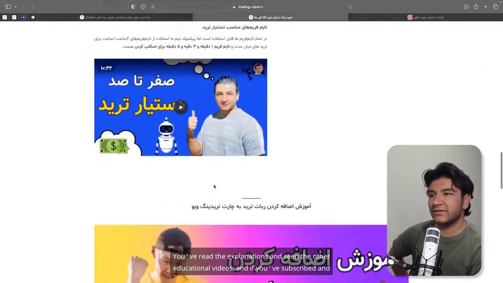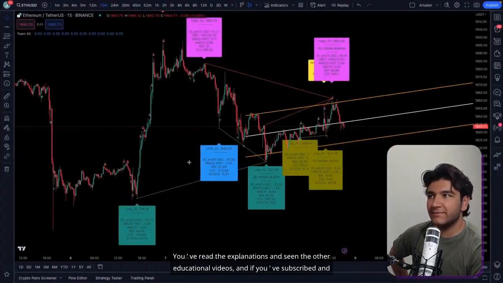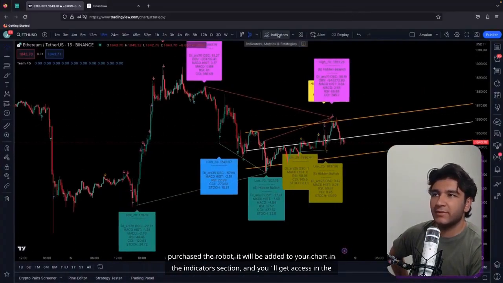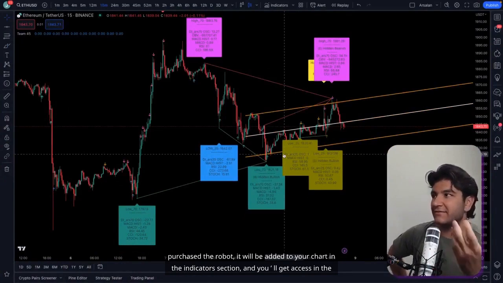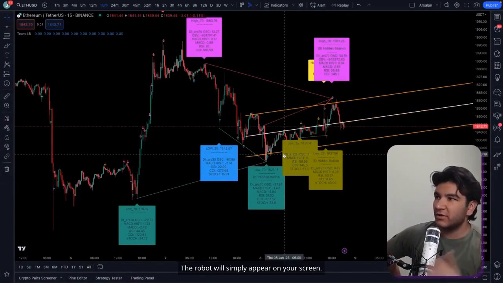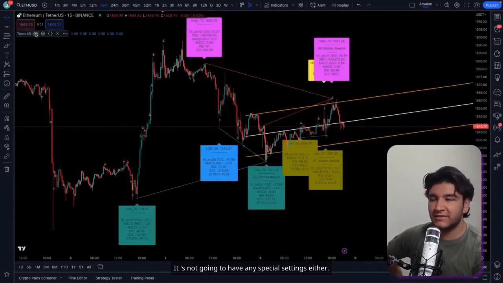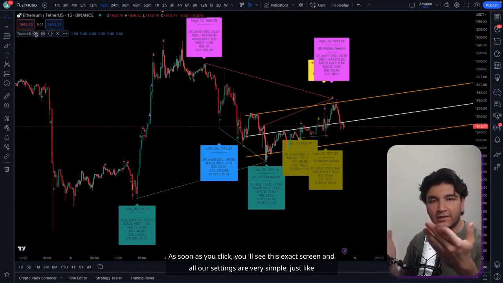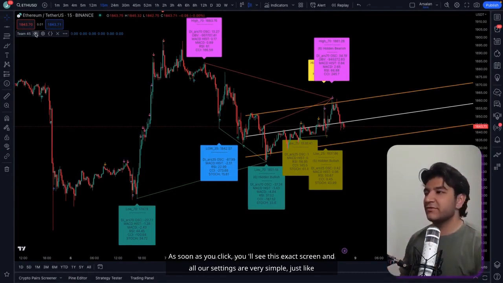You've read the explanations and seen the other educational videos, and if you've subscribed and purchased the robot, it will be added to your chart in the indicators section, and you'll get access in the invite-only section. The robot will simply appear on your screen. It's not going to have any special settings either. As soon as you click, you'll see this exact screen, and all our settings are very simple, just like everything else.